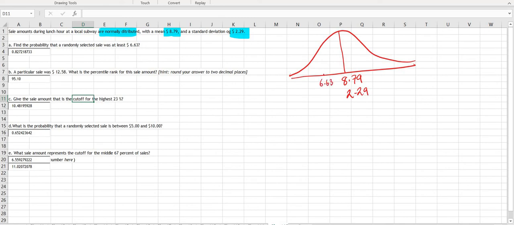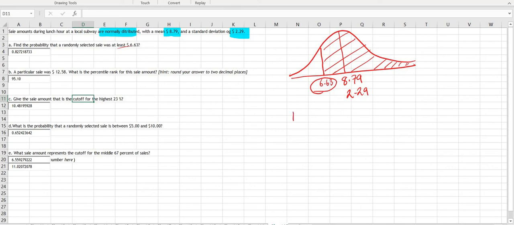And then at least means it could be this number or more than that number. So I'm going to highlight the area under the curve that represents at least. At least means 6.63 or more. Here are all of the numbers above 6.63. So it's the area to the right of 6.63. And I know that my function does not compute the area to the right of a number. It only computes the area to the left of the number.